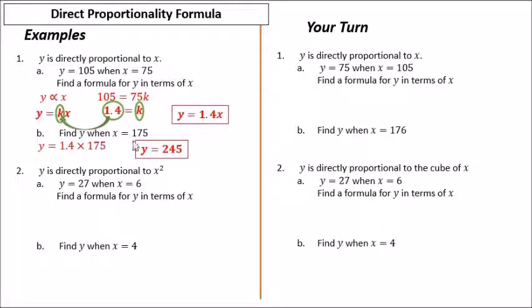Then we can use that fact, the fact that k is 1.4, and we've got our formula for y in terms of x, we can use that fact to determine the value of y given that x is 175, because we know that y is 1.4 lots of x, so 1.4 lots of 175 in this case, to give 245. So now I'm going to show you question 2 and then talk through that one afterwards.